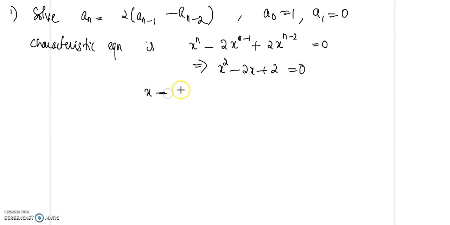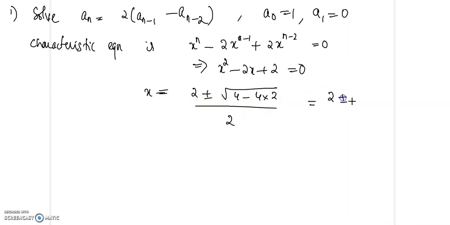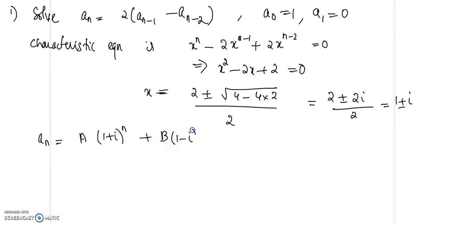So x is going to be 2 plus or minus root of 4 minus 4 into 2, divided by 2. So that will be 2 plus or minus 2i by 2. So that is 1 plus or minus i. So therefore we will get a_n equal to a(1+i)^n + b(1-i)^n.